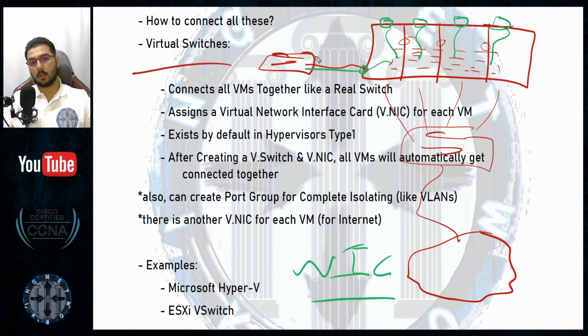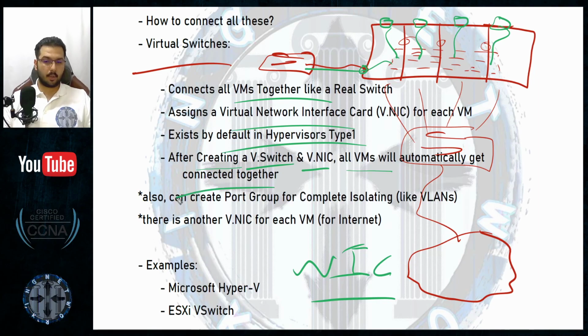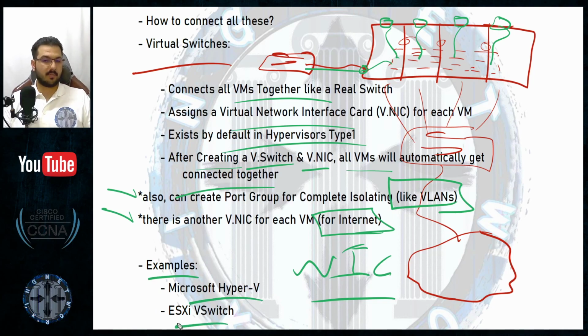So this is an internal component for every single type 1 hypervisor. It connects all the VMs together, and it assigns a virtual NIC for every VM. It exists by default for a type 1 hypervisor. After creating the virtual switch and the vNICs, all of the VMs will be automatically connected together in the same domain, and there are some options like isolating these in VLANs. What are VLANs? In chapter 2 I will tell you, and there is another option for connecting them to the internet as well. I will talk about that later perhaps, and that's it. Examples of a type 1 hypervisor are Hyper-V and ESXi. Both of these type 1 hypervisors contain a virtual switch inside them.